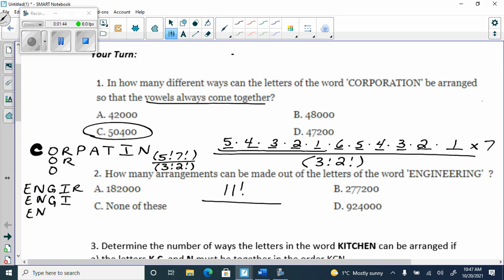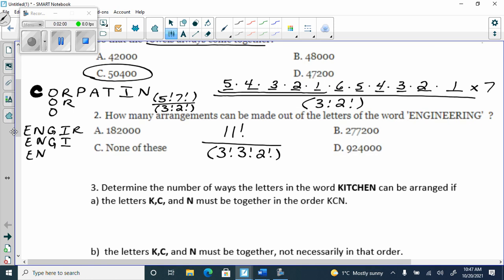But could I go 11 times 10 times 9 times 8 times 7 times 6 times 5 times 4 times 3 times 2 times 1? Sure. It's excessive in this case, but you could. In the bottom, you have to go 3 factorial for the E's, 3 factorial for the N's, 2 factorial for the G's, and another 2 for the I's. When you do that, what do you get? B.